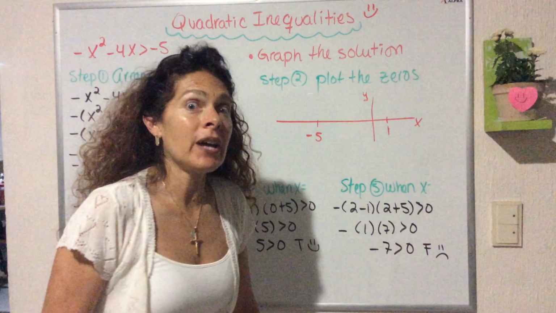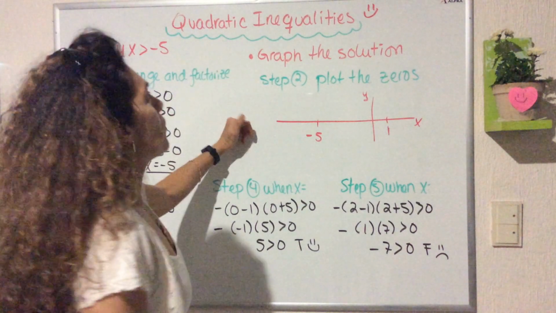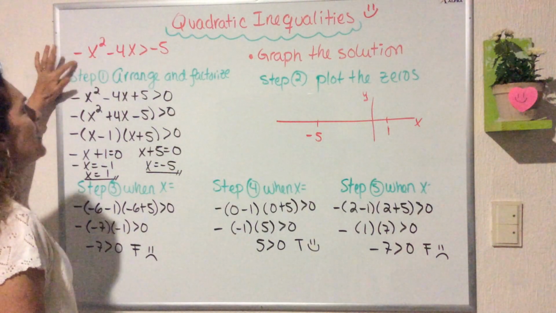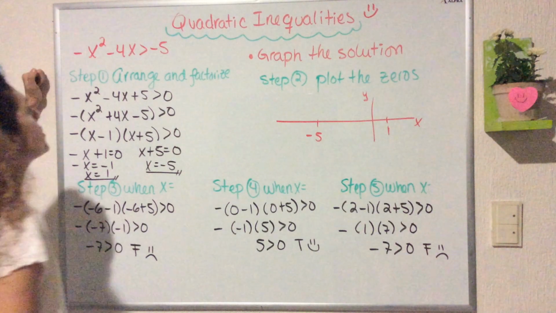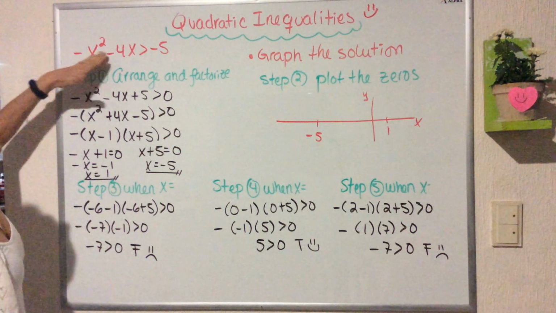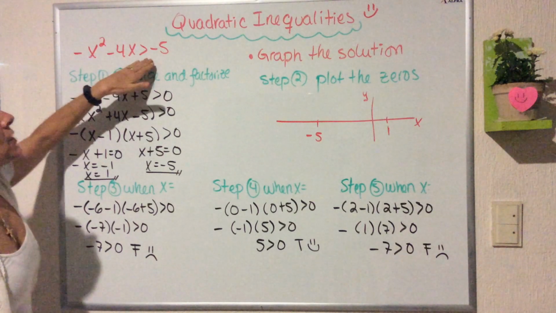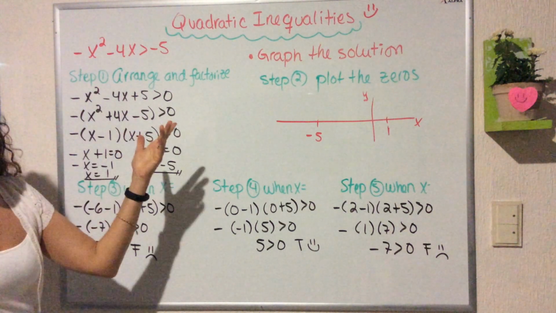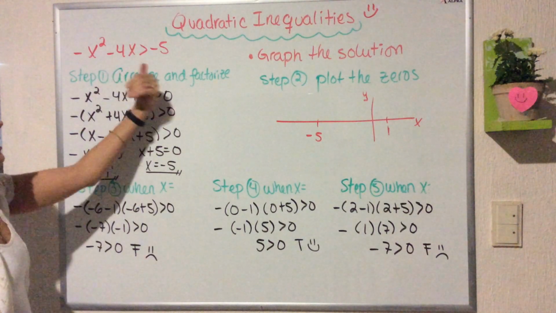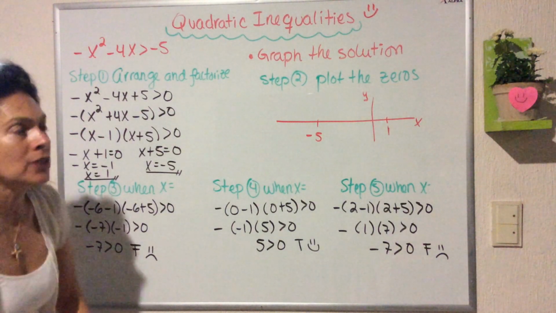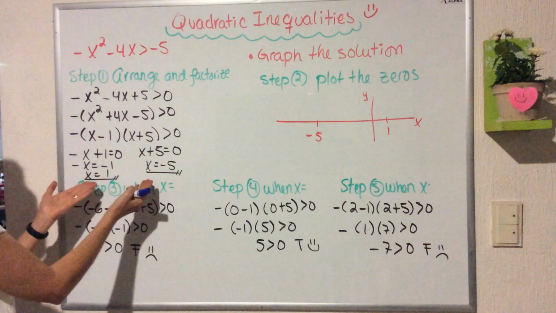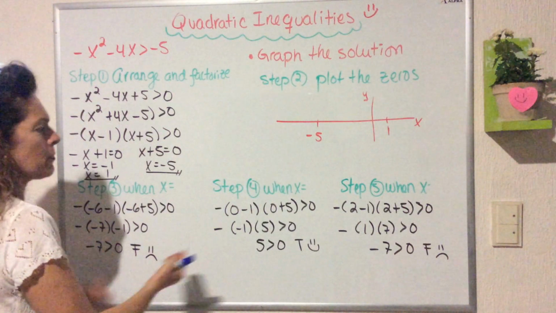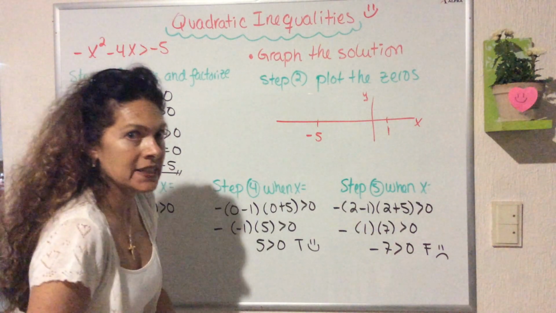Good, dear students. Now we have another example about quadratic inequalities. In this one, pay attention because we have a negative leading coefficient, okay? So we have minus x squared minus 4x is greater than minus 5. And now, step number 1 is to arrange this inequality and factorize it in order to get the roots. And then we start checking which values are going to work for x, okay?